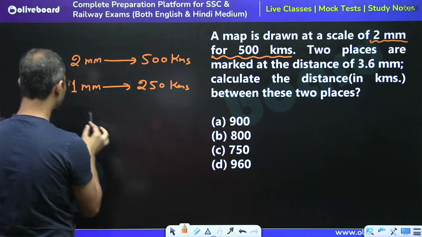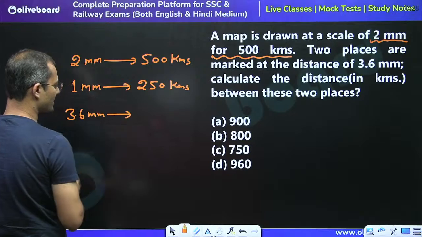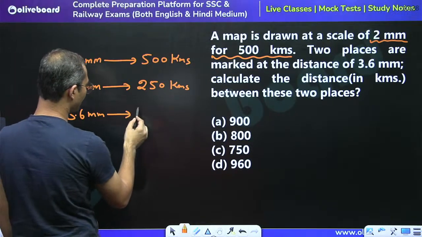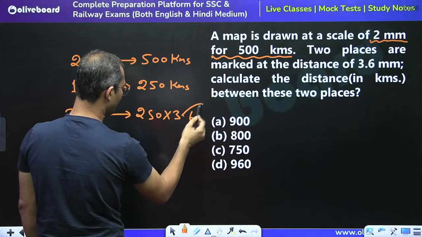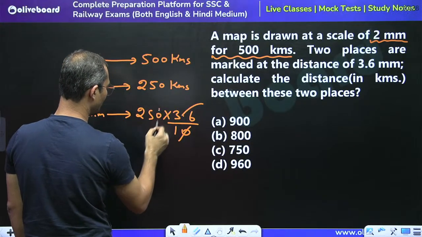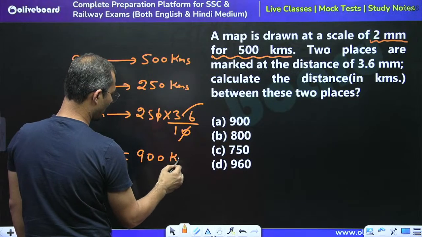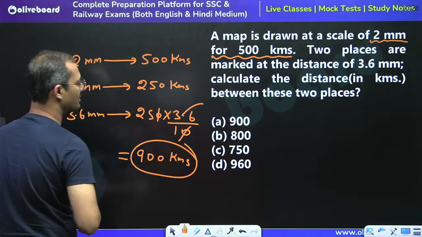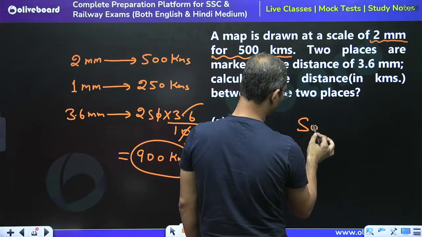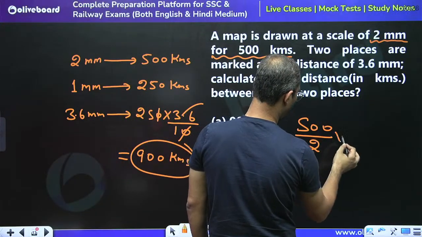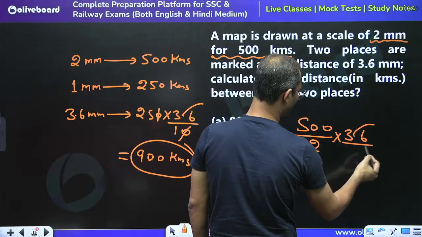So now tell me, the space 3.6 mm is representing, so we can say that 250 into 3.6, right? So ignoring point, taking 10, into, so here we will get how much? 900, right? So 900 kilometers is the right answer. So directly we can say 500 divided by 2 into 3.6. So directly we can calculate it in a single line, right?